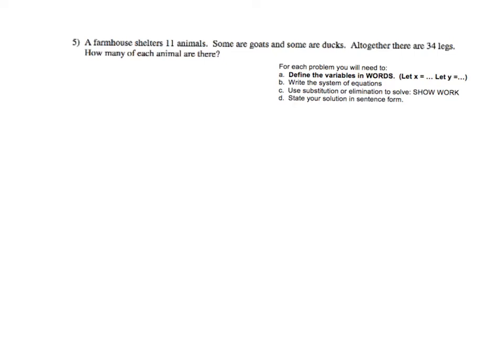So problem 5 here says a farmhouse shelters 11 animals. Some are goats and some are ducks. Altogether, there are 34 legs. How many of each animal are there? So, some important information would be that they have goats and ducks. Now, I need to find my 2 relationships. One of them would be that there's 11 animals total, so I would think that would be related to the goats and the ducks. And then the second one would be altogether there are 34 legs.